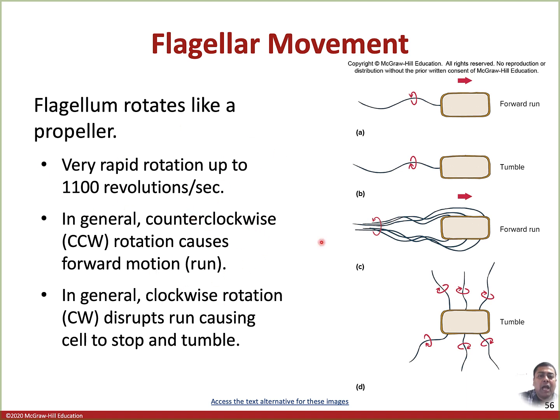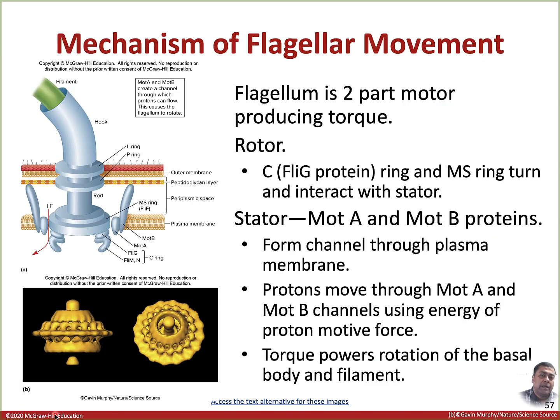In general, counterclockwise rotation, or CCW, causes the forward run. On the other hand, a clockwise rotation will cause the cell to disrupt the run, stop and tumble. These are some of the ways that the bacteria move either towards an attractant or away from a deterrent.